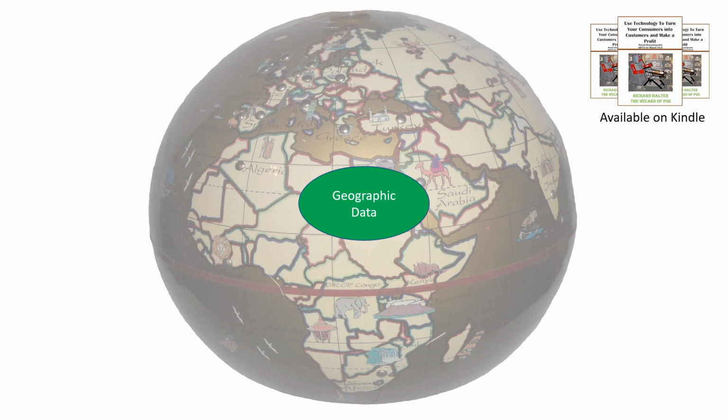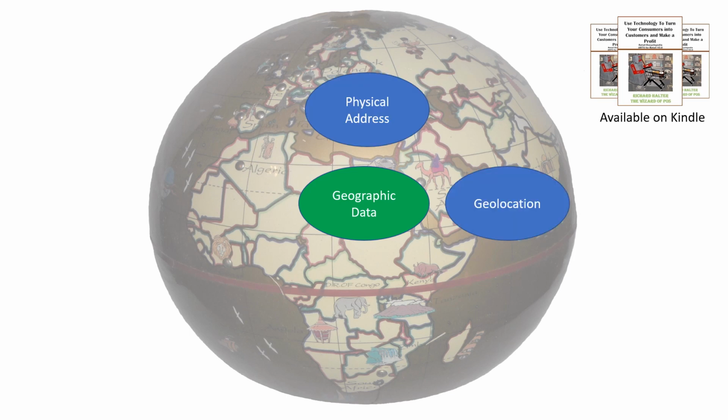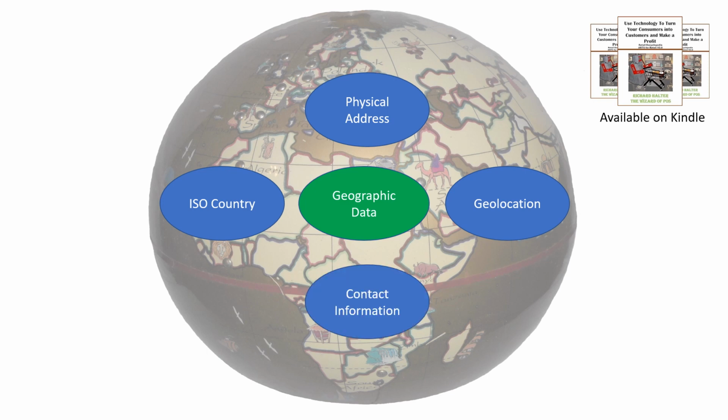So now let's take a look at geographic data and what fits in there. Basically, this is where a party lives and works. It includes postal location information, as well as physical coordinates for geographic information systems. It includes political subdivisions, census tracts, and other location-bound characteristics related to the customer. And it also includes the contact information.